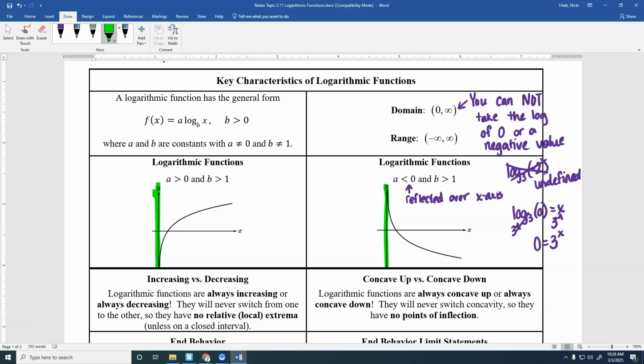The only way to move that vertical asymptote is to shift this graph left or right. If you shift the graph left or right, it's going to move the vertical asymptote with it. But if you don't shift it left or right, then your vertical asymptote will be at 0.